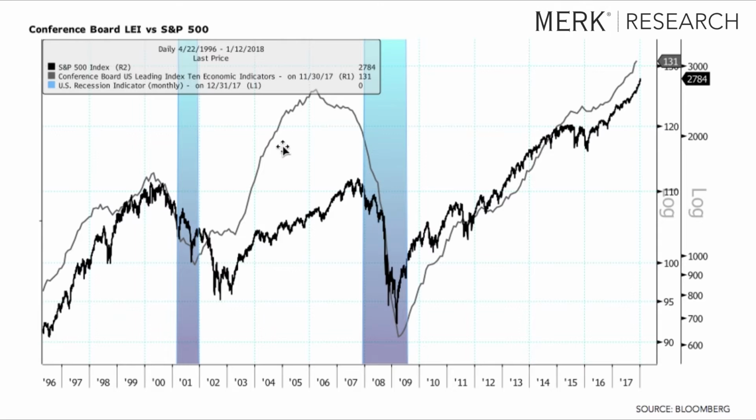That's what we saw in the last cycle. The LEI index topped in early 2006, and then the equity market didn't top until late 2007. In the previous cycle, the 99-2000 top, they pretty much rolled over in sync with each other. But going back historically, it's important to say it's not always the case that the LEIs are going to be either in sync or leading the equity market. The equity market can roll over ahead of these leading economic indicators.